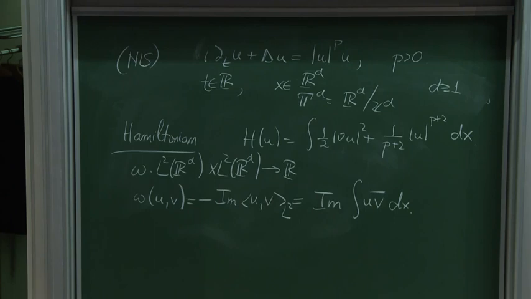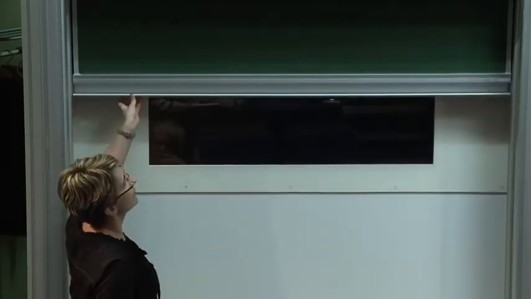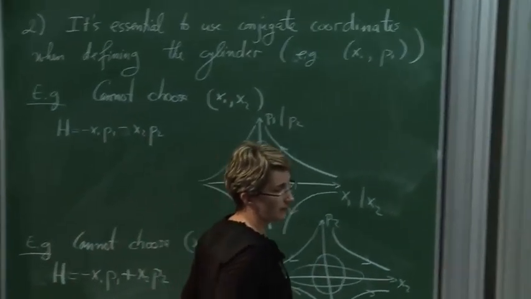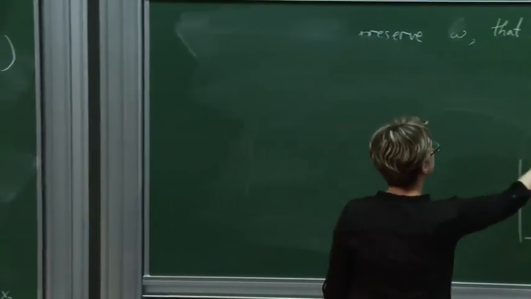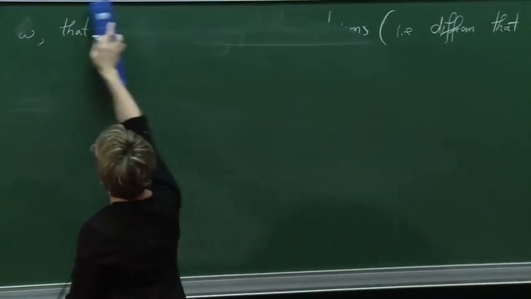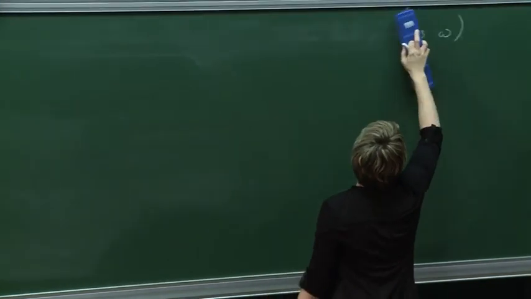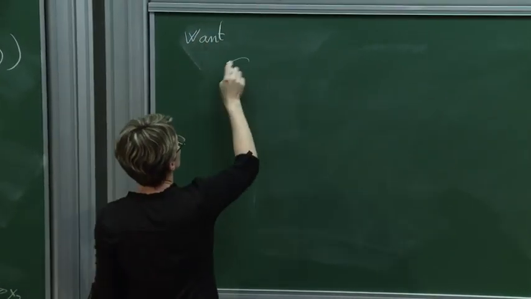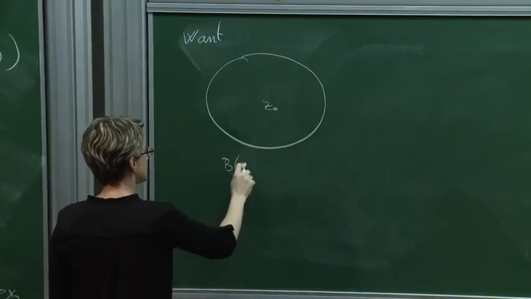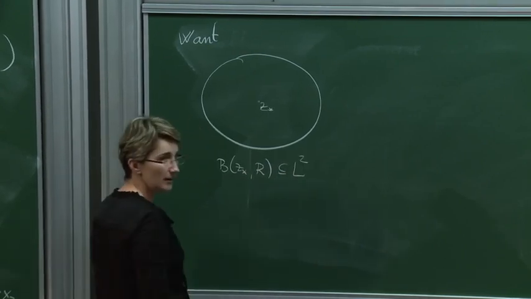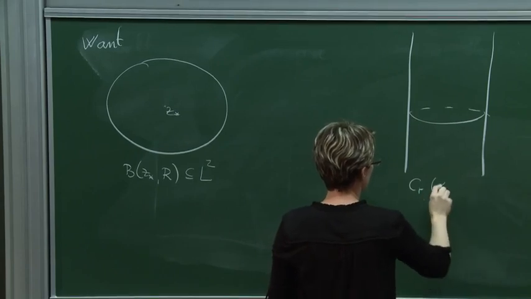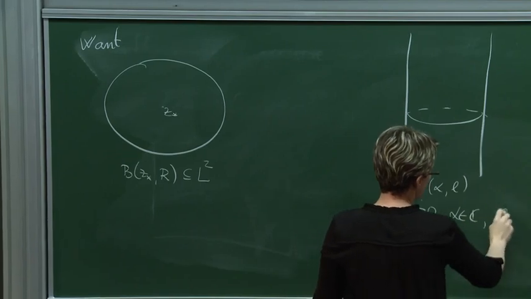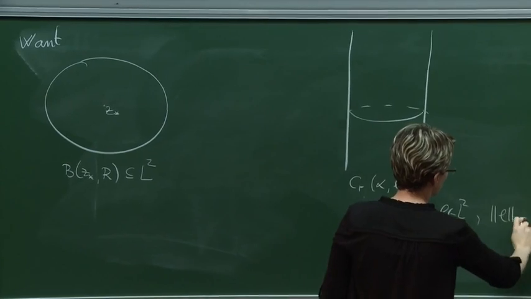Okay, so what do I want? Well, I want a symplectic non-squeezing result for NLS. So let's state it. We want the following fact. If we have a ball B centered at z star of radius R, living inside the symplectic Hilbert space L2, and we have a cylinder C_r of alpha and L, where r is positive, alpha is a complex number, L is an element of the Hilbert space which is normalized to be 1. And what are these?